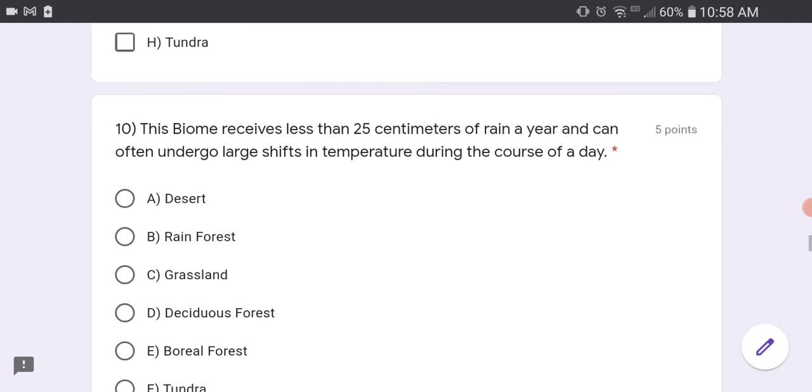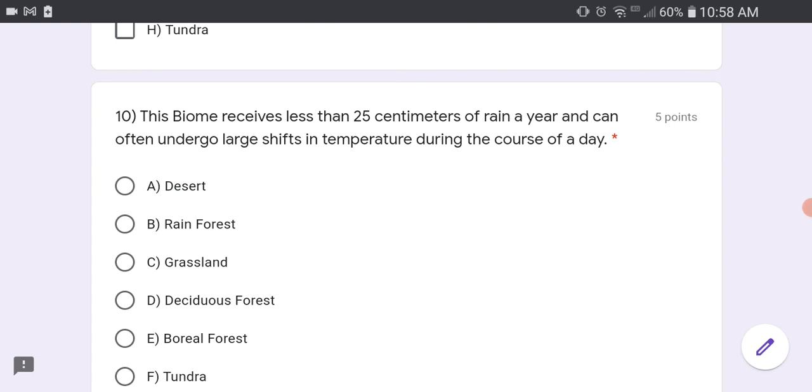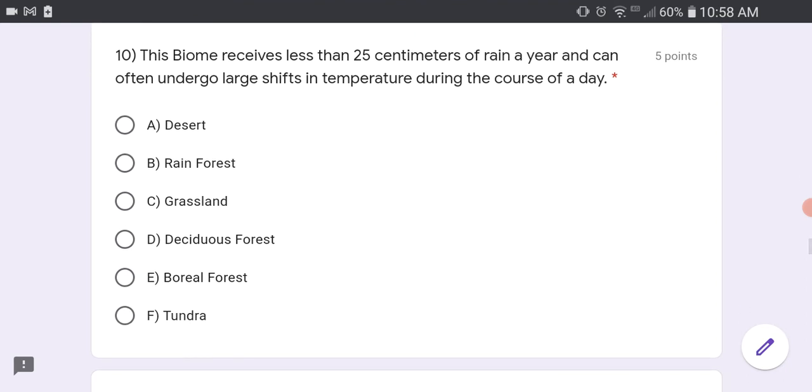Number 10. This biome receives less than 25 centimeters of rain a year and can undergo large shifts in temperature during the course of a day. Is this A, the desert, B, the rainforest, C, the grassland, D, the deciduous forest, E, the boreal forest, or F, the tundra?